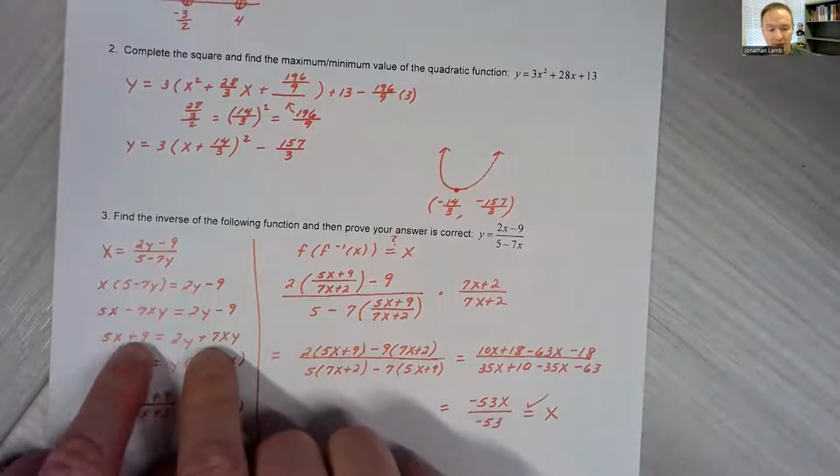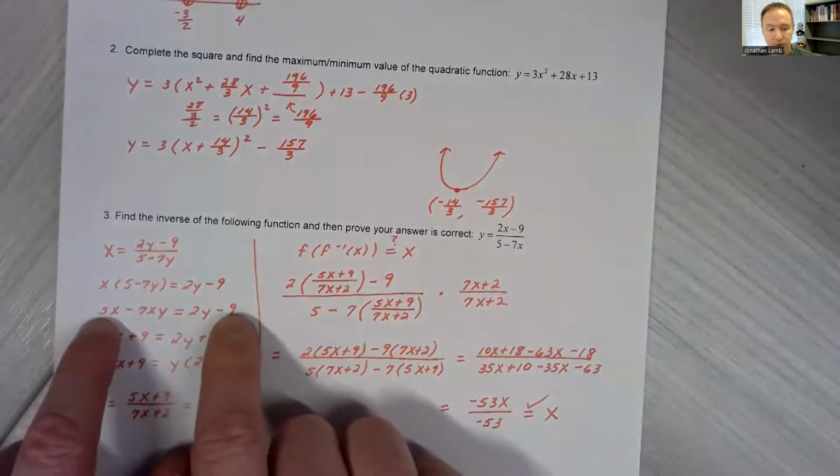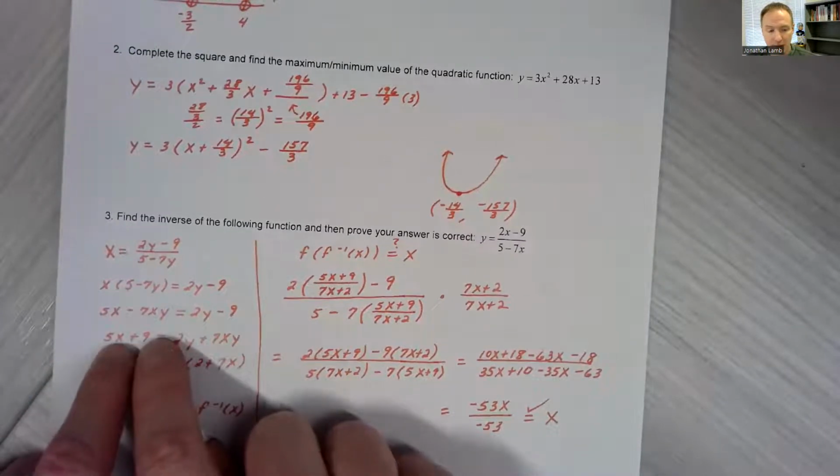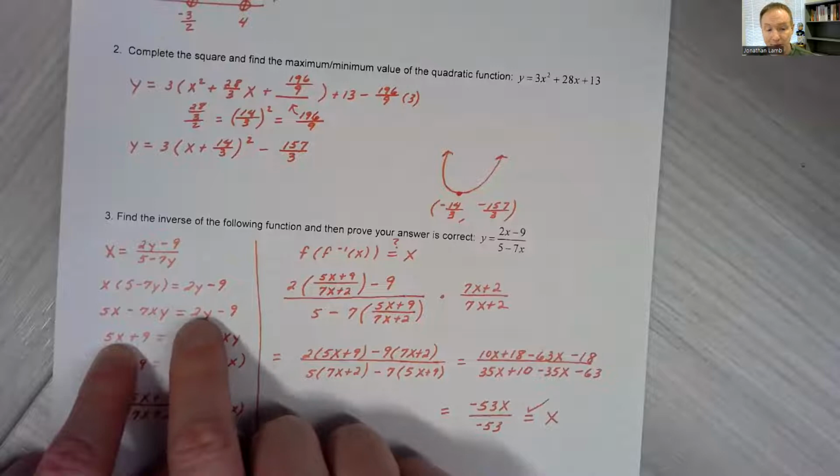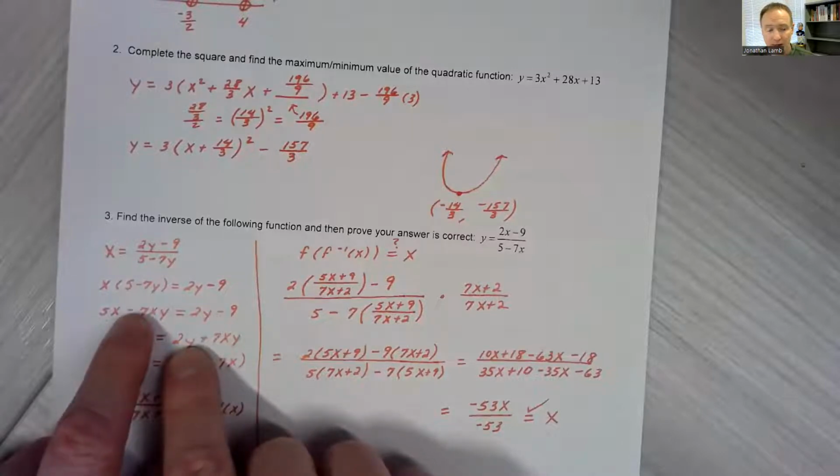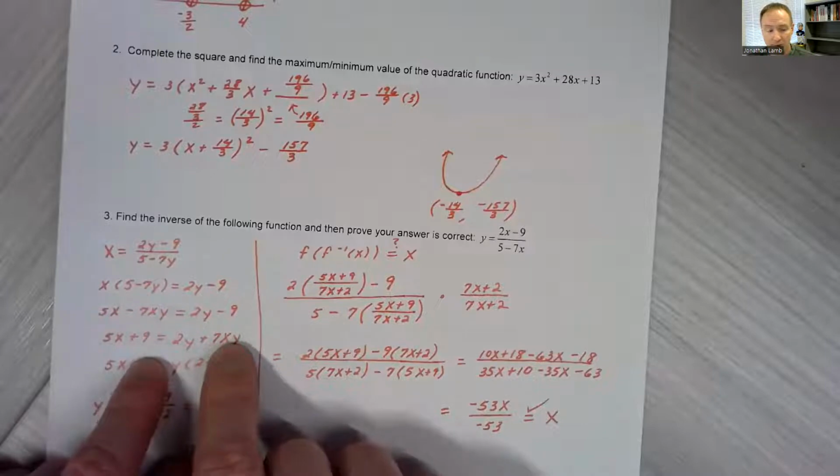That's what I do in this step. I have a 5x plus 9 on the left. And then my terms of y, I already had a 2y on the right. And if I move the minus 7xy to the right, it becomes a plus 7xy.